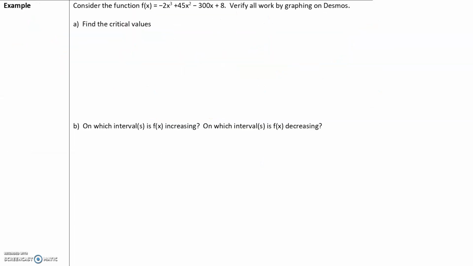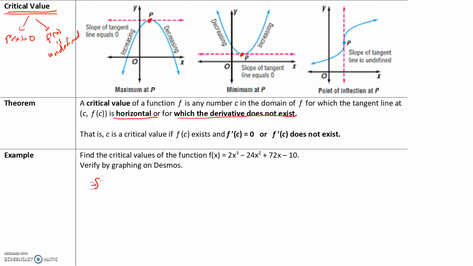So we're going to say that f prime of x is equal to 3 times 2, which is 6x to the second power. 2 times 24, that's going to be negative 48x. And then, sorry, here it's going to be just plus 72. That's going to be the first derivative. Now, in order to find the critical values, we have to set the first derivative equal to 0 or see when the first derivative is undefined.